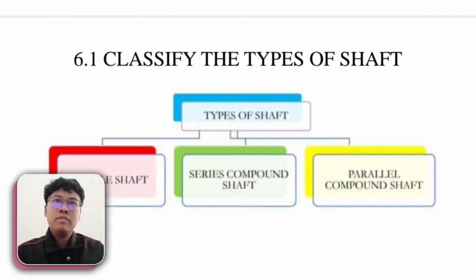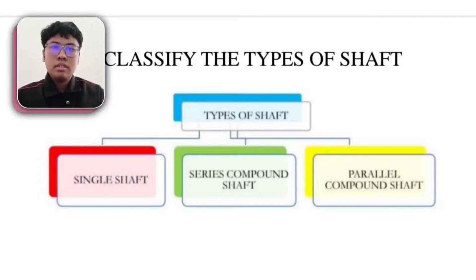6.1 is classify the types of shaft. There are three types of shaft. The first one is a single shaft, the second one is series compound shaft, and the third one is parallel compound shaft.